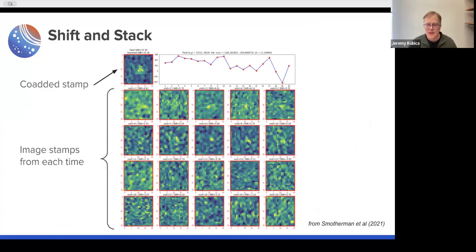Here you can see an example from the 2021 paper where the bottom images are all thumbnails centered on the moving object. And in some of them, you can see the object reasonably clearly.